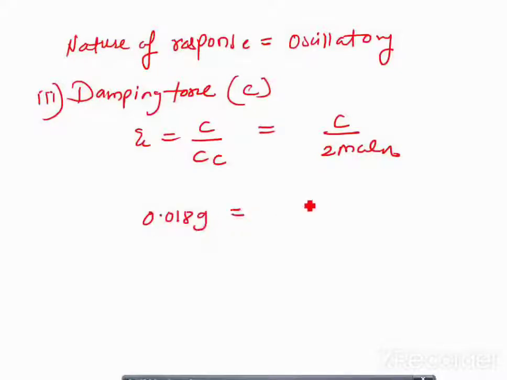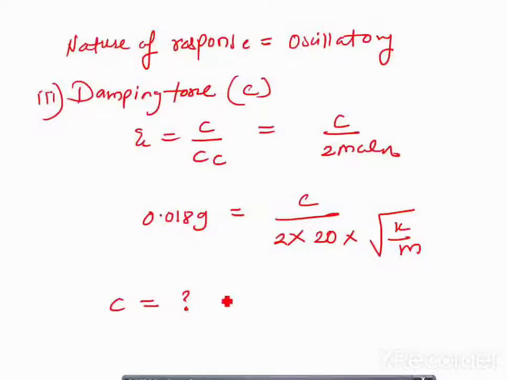What is zeta? Zeta is equal to 0.0189, that is equal to C upon 2 into, now mass has been given, yes, 20, into what is omega n? It is square root of k upon m, right? From this you will get C in Newton seconds per meter. So calculate the answer, and you will get C. After calculation you will get some answer in Newton seconds per meter.